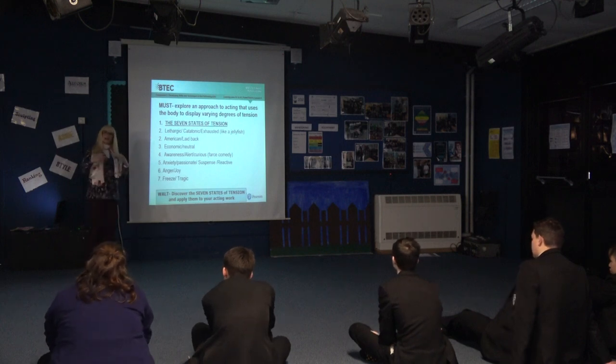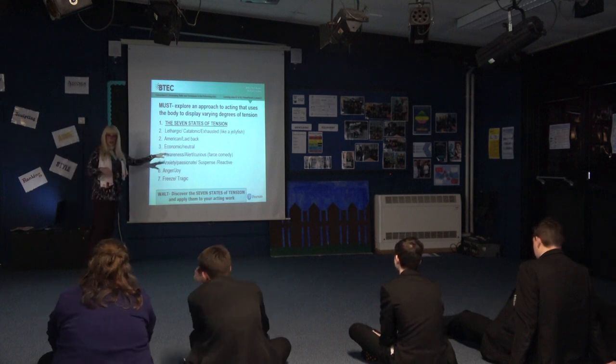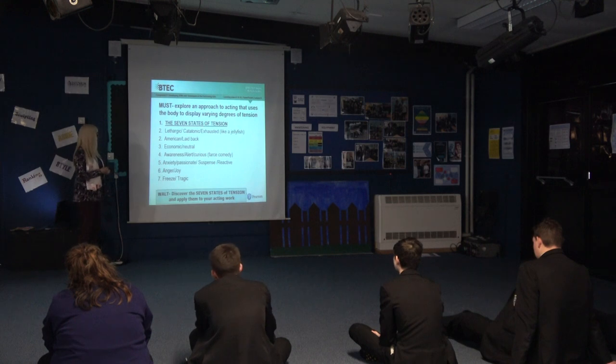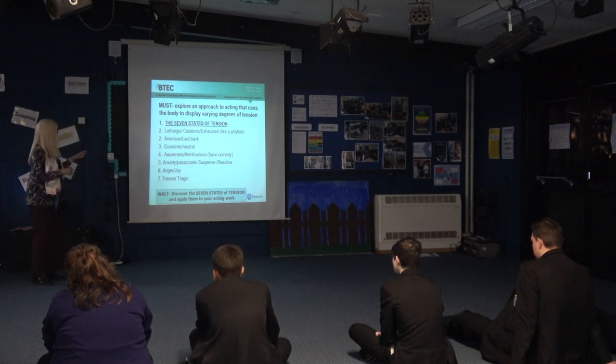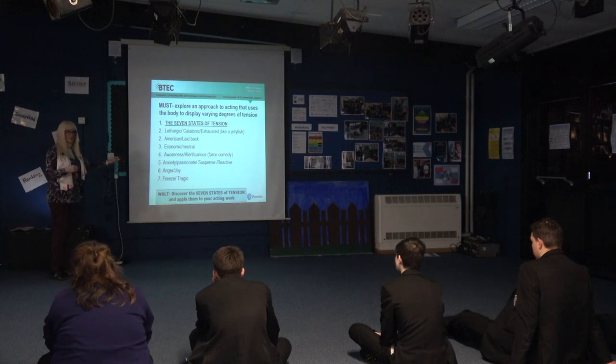Number two is quite laid back energy. Number three is economic or neutral. Number four is alert and curious, which is kind of the level we've just seen. Five, we're getting a bit more heightened: anxiety, passionate, suspense, reactive. Six, anger or joy, so quite intense emotions. And then seven, so extreme that you're almost frozen.